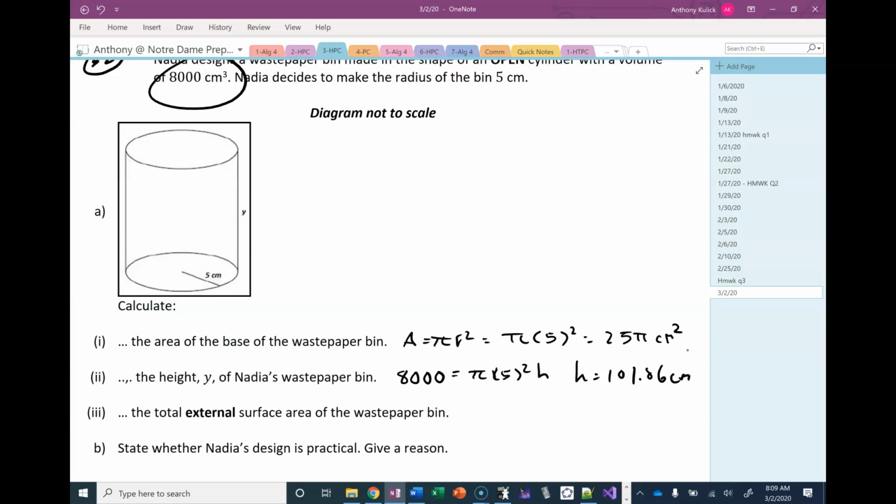The total external surface area for the bin. Well, I know that the surface area for a cylinder is 2 times the area of the base plus 2 pi r h. But we're told this is a trash can, right? So there's really no top to it. So there's just really going to be a 1 b there. So when I do that, I'm going to just get 25 pi, that was the area of the base, plus 2 times pi times 5 times that 101.86. So when I do that, I get 3278.54 centimeters squared.